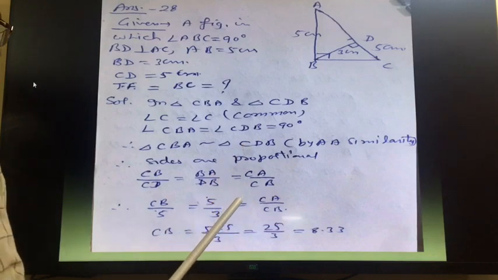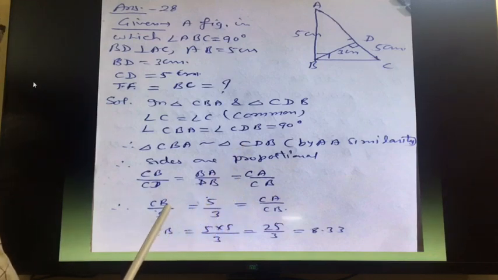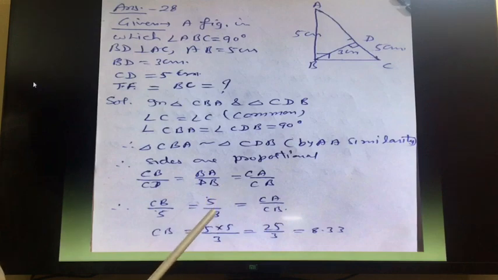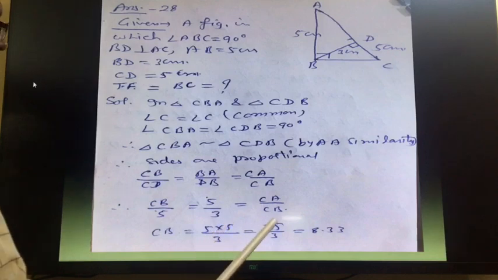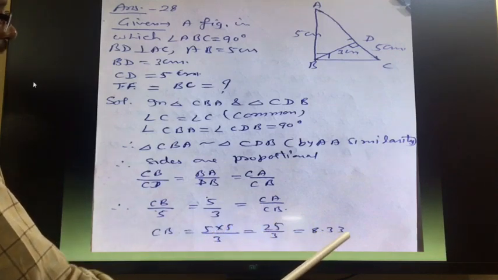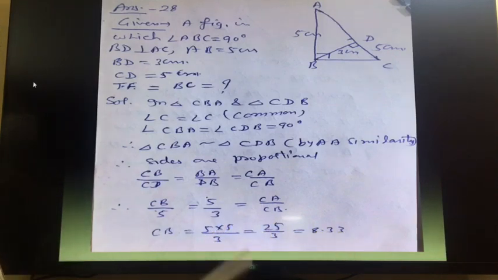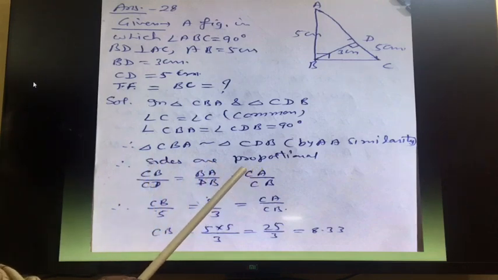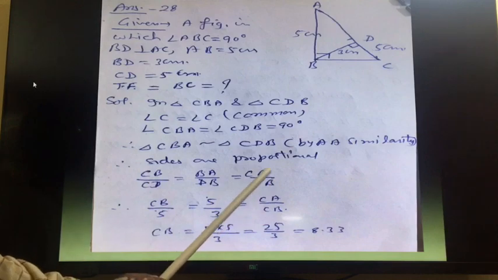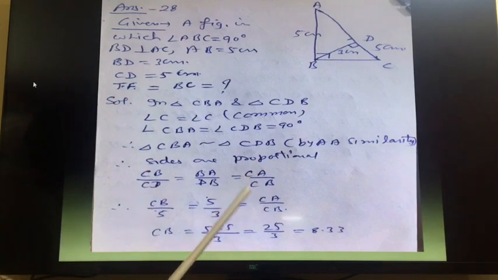So to get the value of CB, we will put only these two equal. This is not required. With the help of this, we will get CB upon 5 equal to 5 upon 3, so CB is equal to 5 into 5, 25. So CB is equal to 25 upon 3, that is 8.33. Right? So only these two equal are required. If you don't want, no need to write the rest, but otherwise we can write all these things.